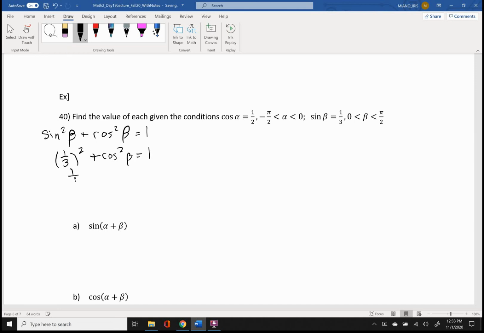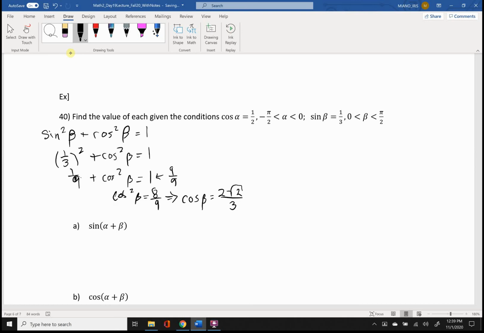So that'll be 1/9. Oops, that's supposed to be a 9. Sine squared beta equals 1. Call that 9 over 9. So that way cosine squared beta equals 8/9. And so therefore cosine beta equals 2 root 2 over 3. And again, because beta was between 0 and pi over 2, we're definitely taking the principal square root here and not the negative one.